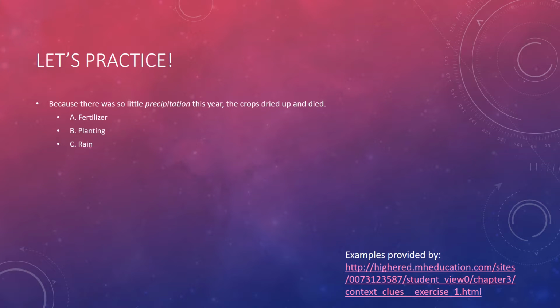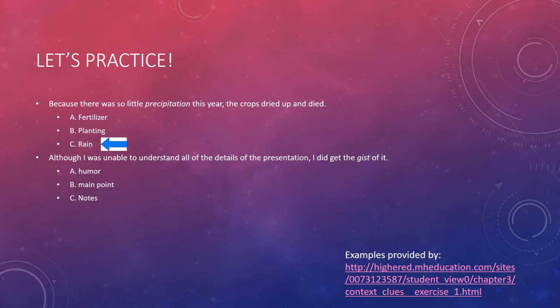The answer is C, rain. You could replace precipitation with rain and it would still make sense. Because there was so little rain this year, the crops dried up and died. Our next example, our next practice.